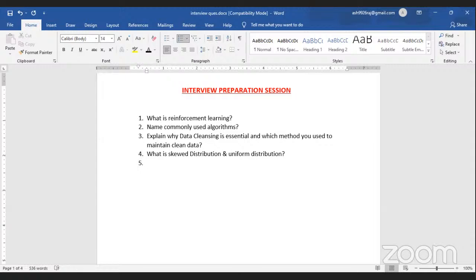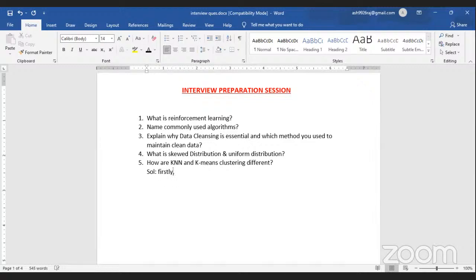Fifth. How are KNN and K means clustering different? Okay, so try to answer.